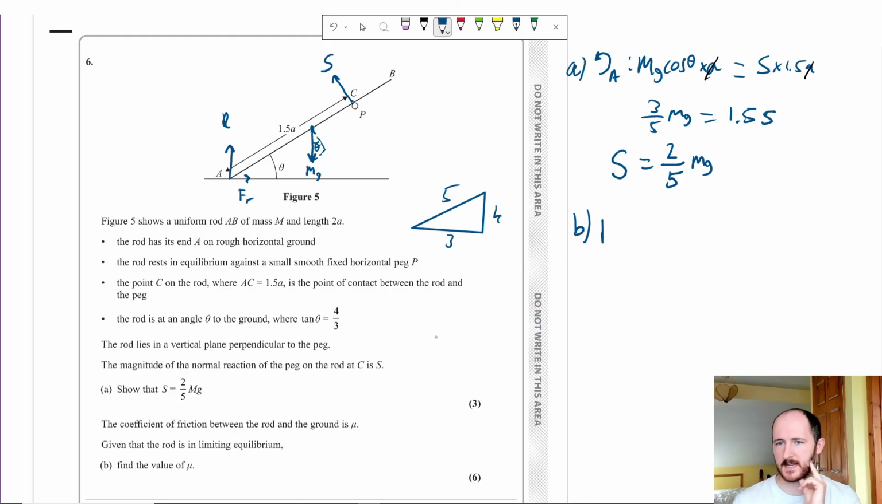So if I resolve vertically, I'm going to show you where some people get a bit worked up. Well, I'm going to show you actually, it might make more sense instead of me yapping.